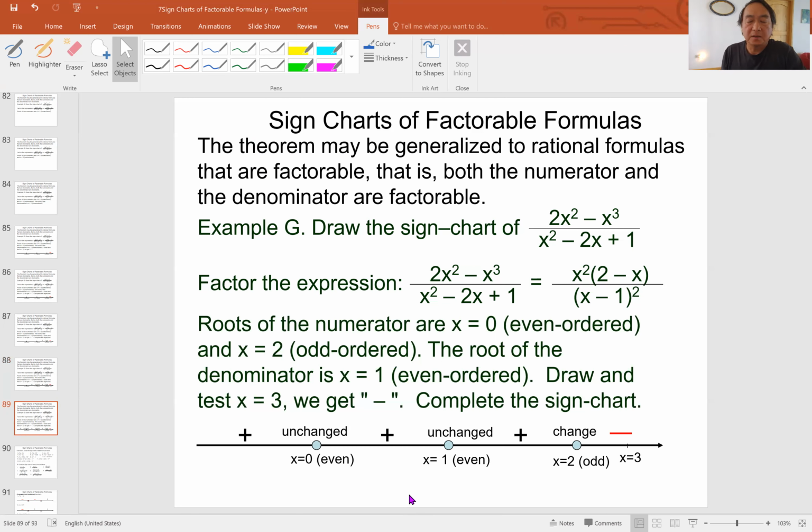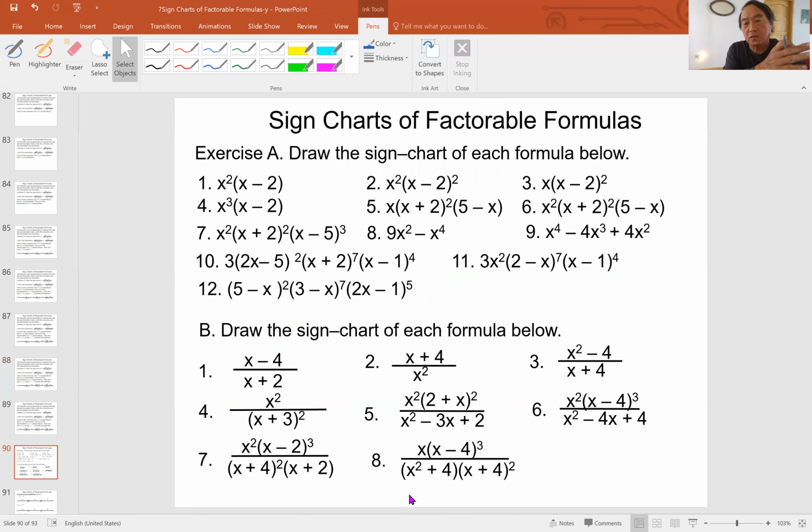And for the homework, do the most. Just draw all these one-dimensional pictures for all these factorable formulas. And this is one of the most important sections for the course, for the next chapter also.